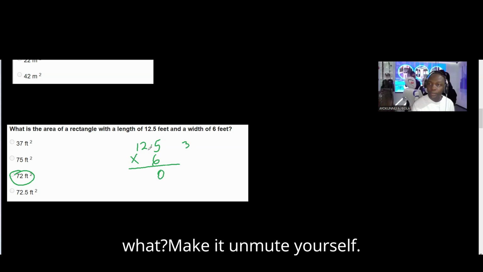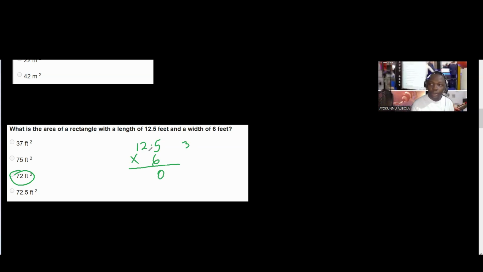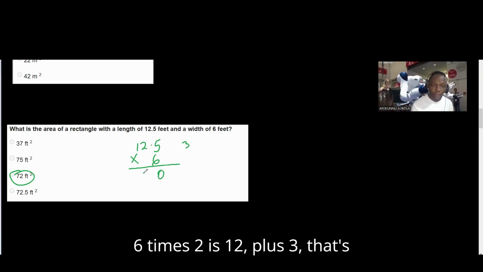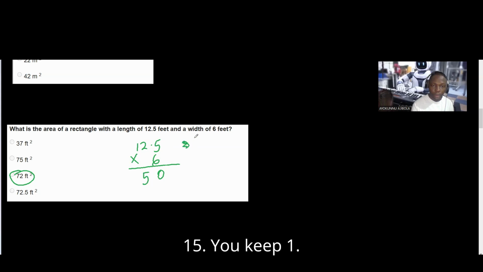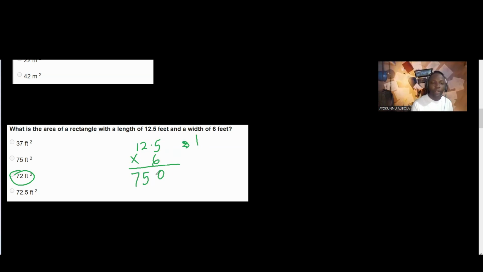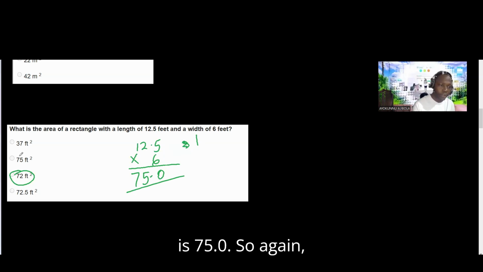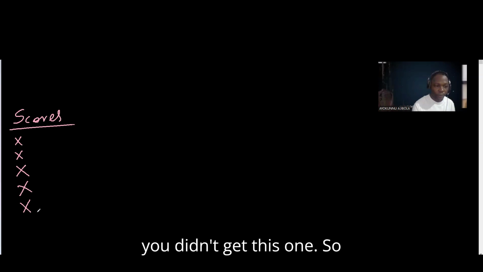is what? Miggy, unmute yourself. What's 6 times 2? 6 times 2 is 12 plus 3. That's 15. You keep 1. And 6 times 1 is 6 plus 1, that's 7. So there is a decimal digit there. Then you have this, and that is 75.0. So again, you didn't get this one.